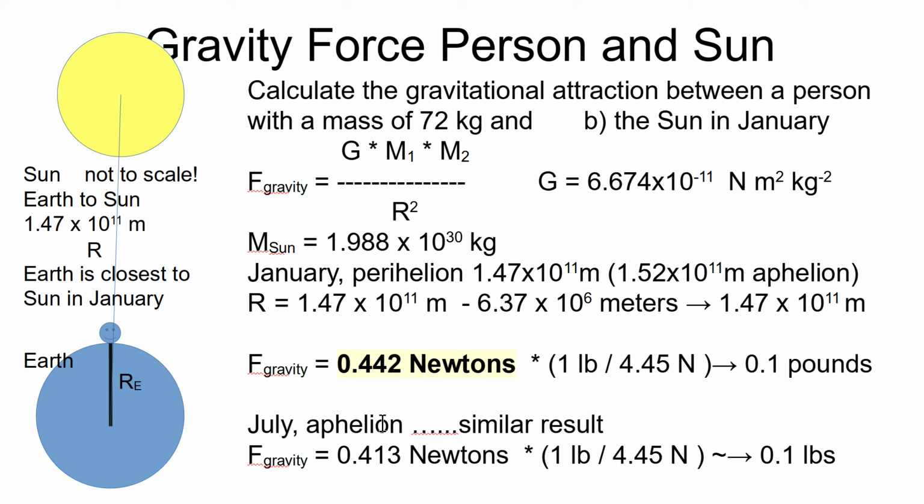If you would do this in July, when the Earth is farthest from the sun, and we're hot in July because the Earth is tilted towards the sun in July, but at aphelion, it's not a great deal different. We're a little further away, 1.52 times 10 to the 11th meters at aphelion, so the force of gravity goes down a little bit, 0.413 newtons. Force of gravity between the sun and the person. And if you do the conversion, it's still about 0.1 pounds.